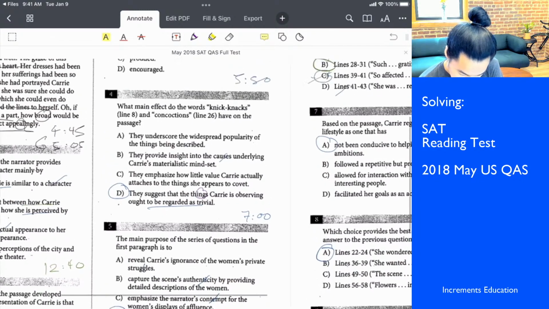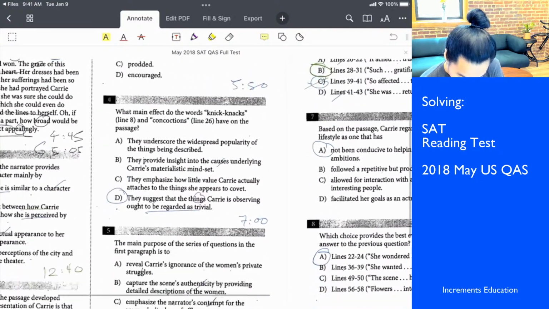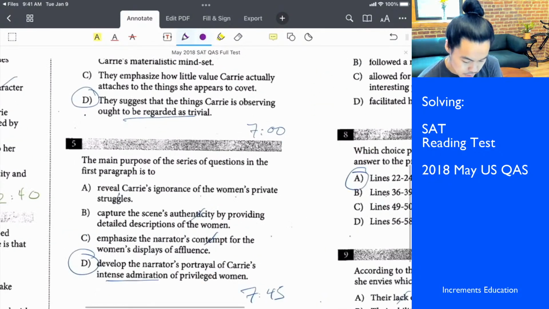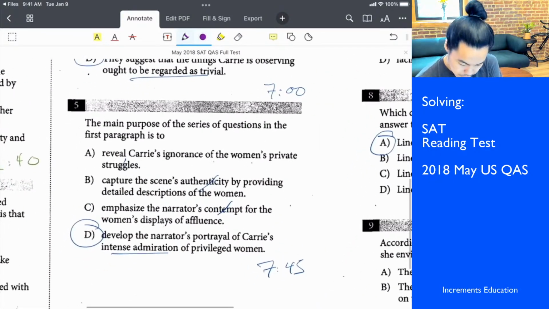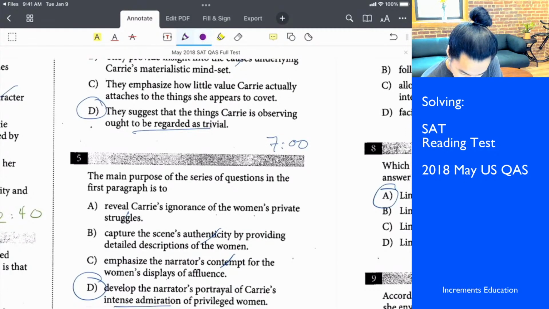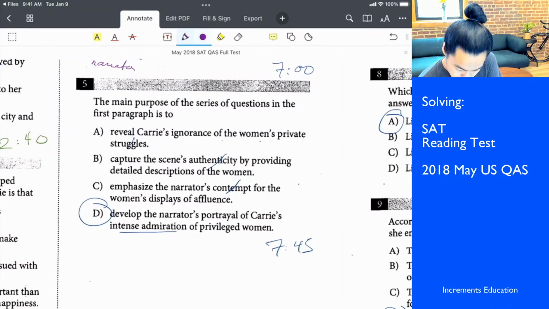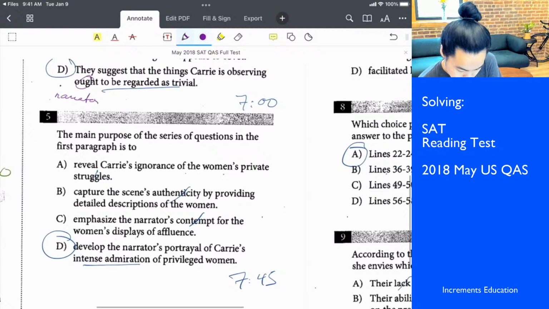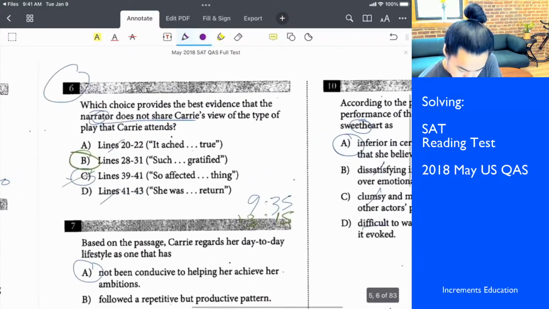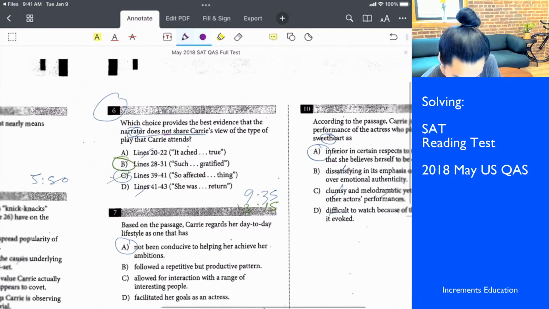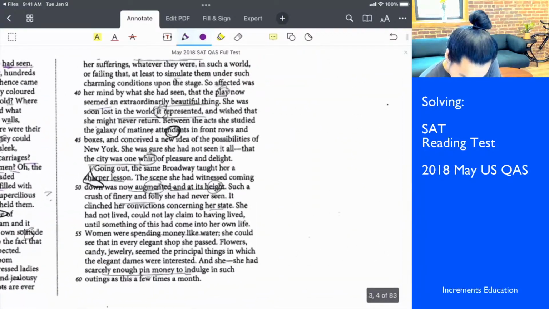What? Okay. They ought to be regarded as trivial. Okay, so that's definitely talking about the narrator's perspective. Yeah, so that makes sense now. So this is the narrator, I'm going to write that out. Okay, the main purpose of the series of questions is to develop the intense admiration. I think that's no problem there. And then over here, does not share the view. This one was really tough for me. 28 to 31, let's go.